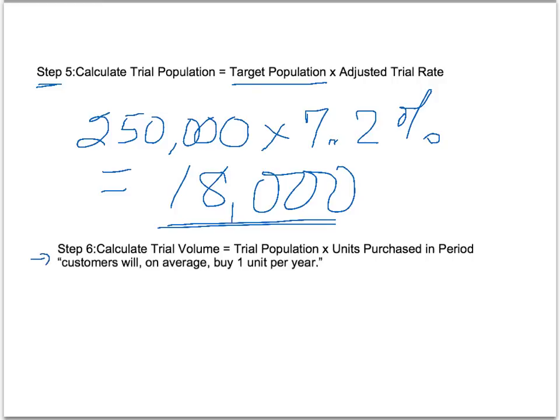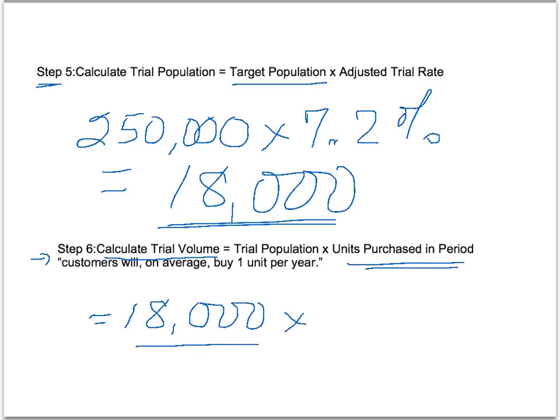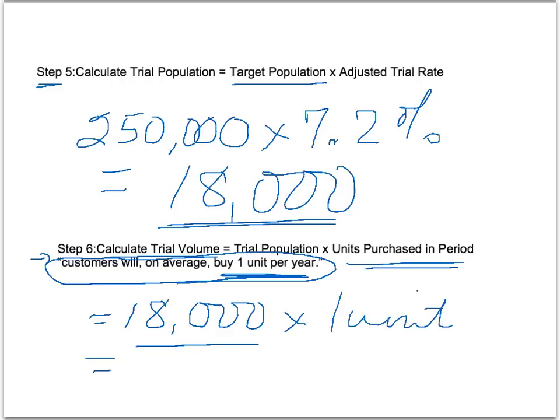Step number 6 asks us to calculate trial volume, where you take your trial population of 18,000 and multiply it by the number of units purchased in the period. I remind you of the snippet in the case that indicated that everyone is estimated to buy 1 unit per year. So our trial volume then is 18,000 units.